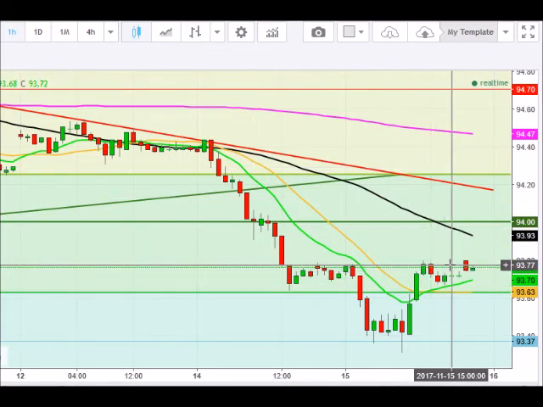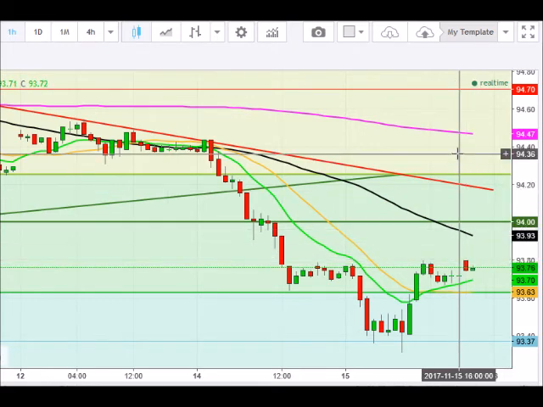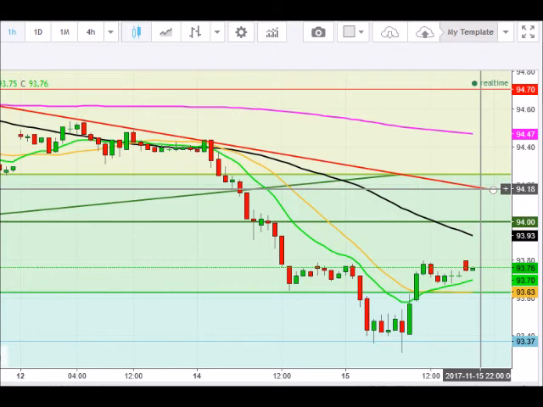The U.S. dollar still has some work to do before we can go ahead and start breaking out above 95. But we'll get there and see how she reacts at around 94.15, 94.18, somewhere in that area there.